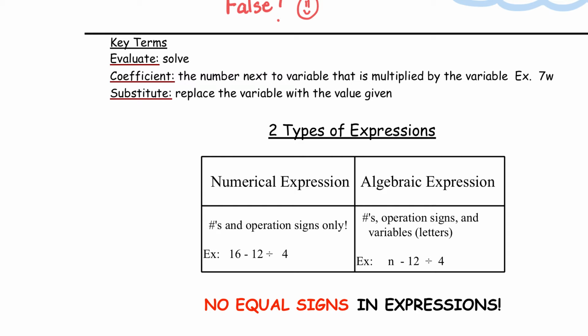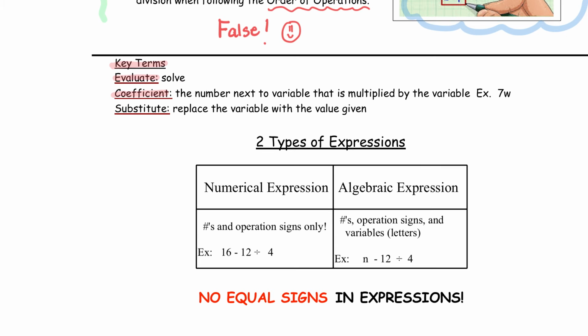Now let's continue with our key terms. Some of these are review from previous lessons, and some may be new. The term evaluate means to solve. So when you see the word evaluate, it means to solve. Next one is the term coefficient. The coefficient is the number next to the variable that is multiplied by the variable. For example, 7w.